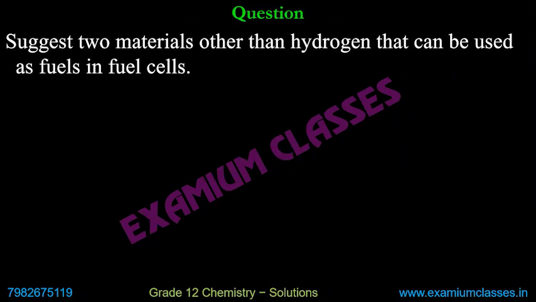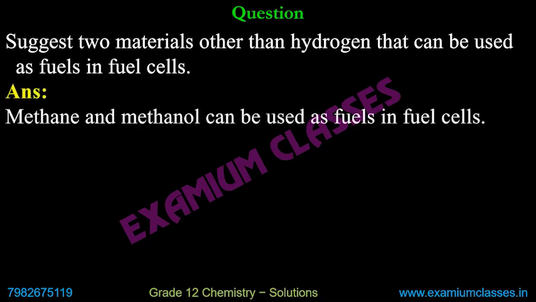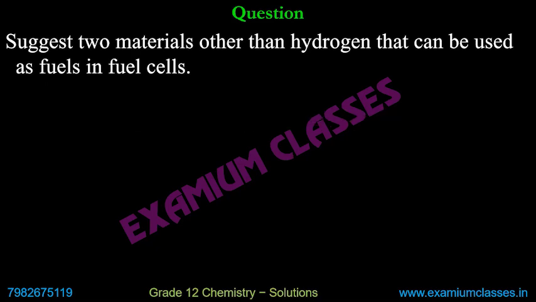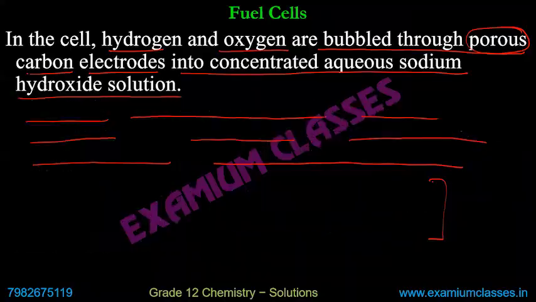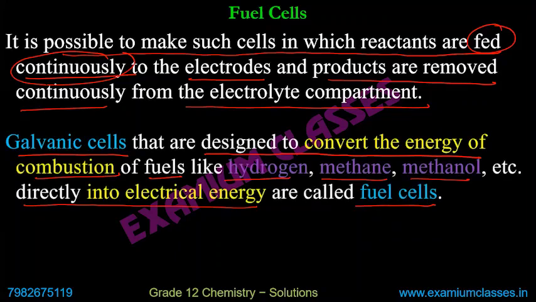Now the question. Suggest two materials other than hydrogen that can be used as fuels in fuel cells. The answer is methane and methanol. If you remember, when I talked about fuel cell, here I talked about hydrogen, methane, methanol, etc. So three, you need to remember hydrogen, methane, methanol, which can be used in fuel cell.